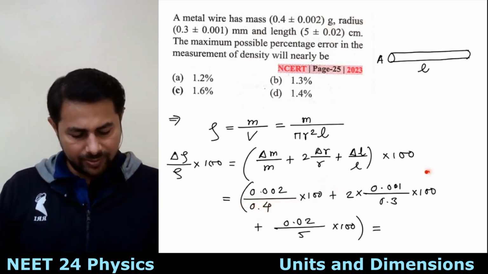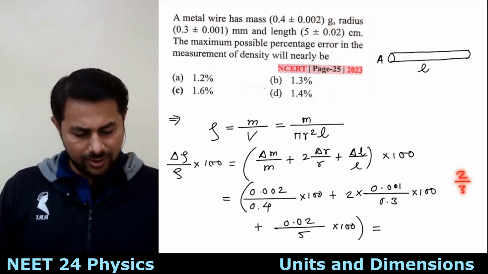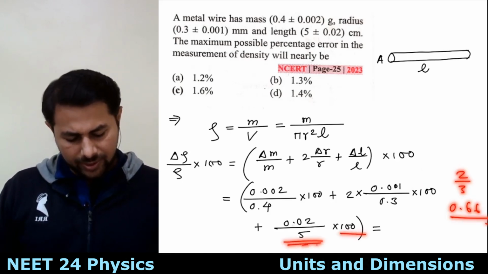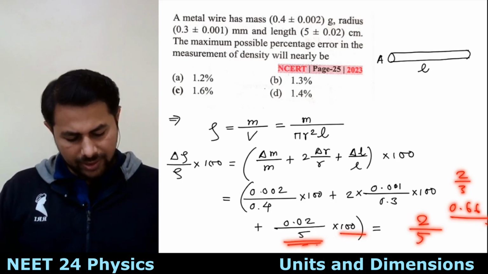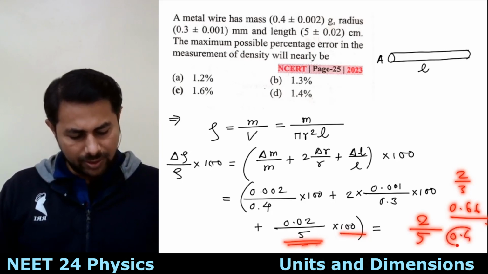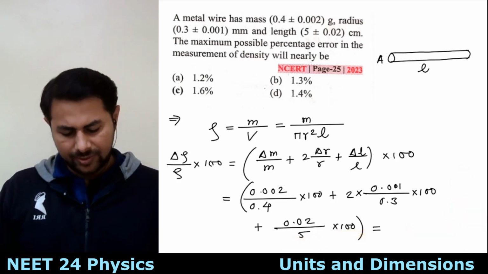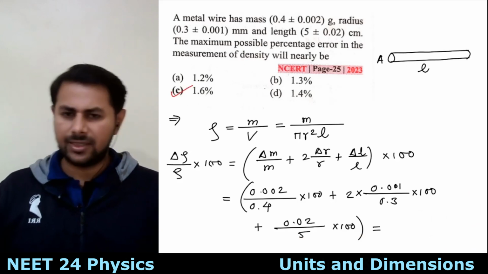Second one is 0.2 by 0.3. That means it will be 2 by 3. So this thing will be 0.66. And what about this one? So this thing will be 2 by 5. Right, so 2 by 5 means 0.4. 0.4 plus 0.5 plus 0.6. How much is it? 1.6. Is that the answer? So option C. Good. So 1.6 is the answer.